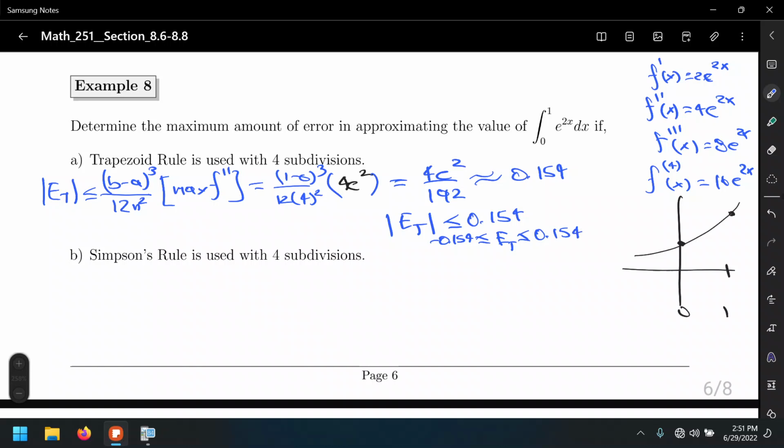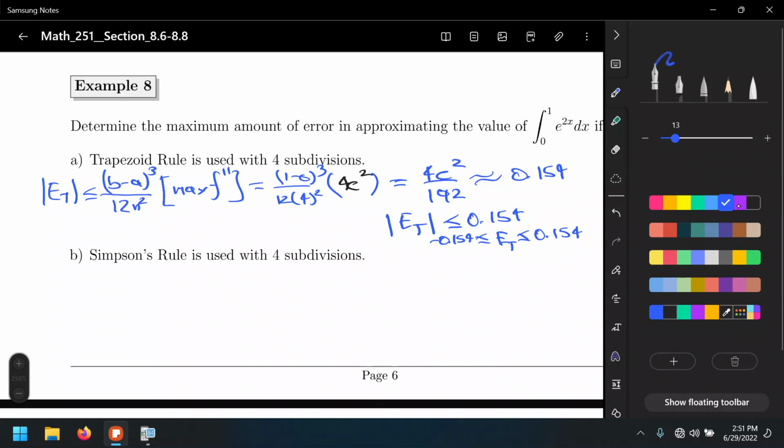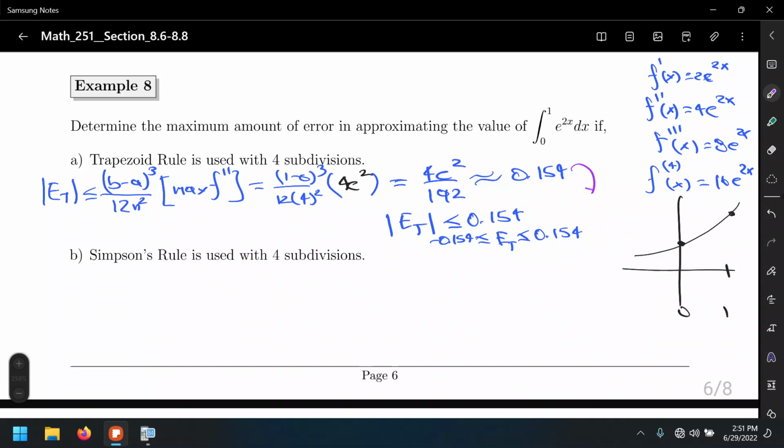Now, what does that number mean? This number means that the worst error is 15.4%. So in the worst case scenario, using the trapezoid rule with 4 subdivisions, the approximate value will differ about 15.4% with respect to the actual value. So that's what this means.